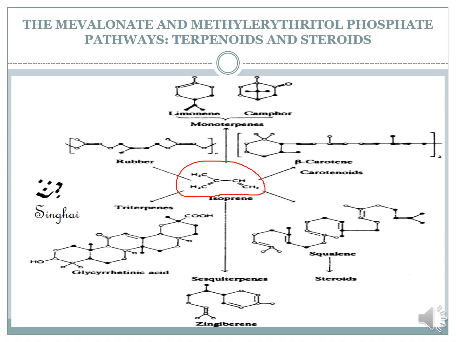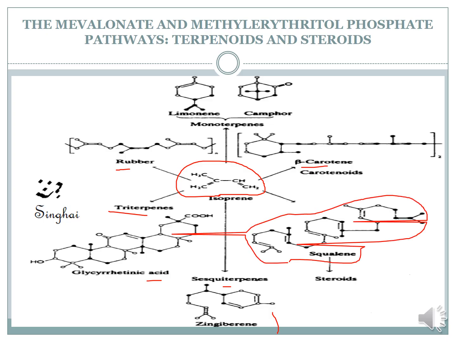You can see rubber is formed by the addition of isoprene units head to tail. Beta carotene is formed, the carotenoids. Triterpenes are formed, like the acids. Sesquiterpenes are formed, gibberellin, a compound of officinal. And for the steroid, a very important part of this is the formation of squalene, the rate limiting step. So it's an important part here for the formation of steroids.